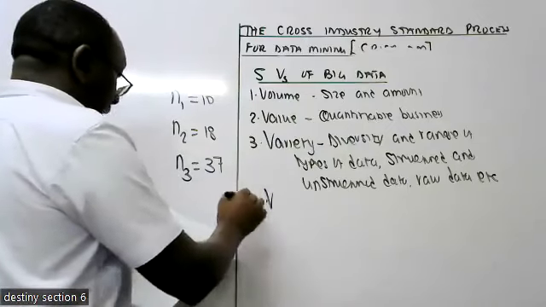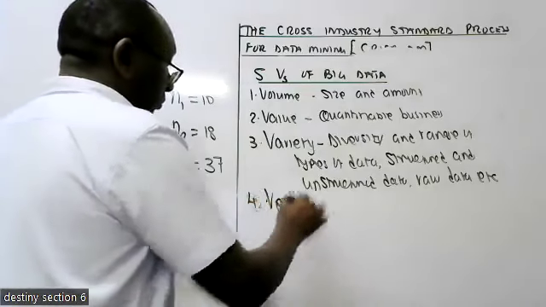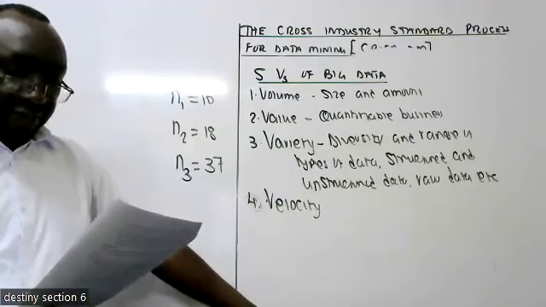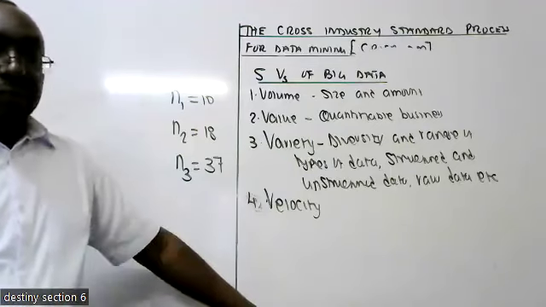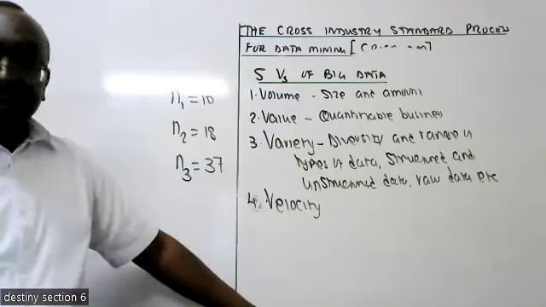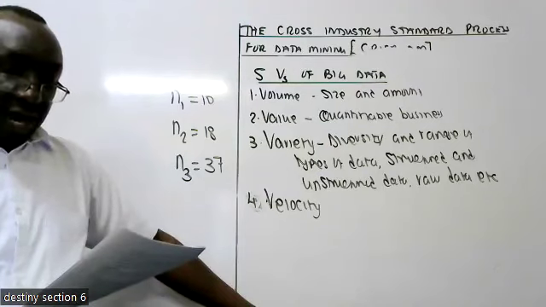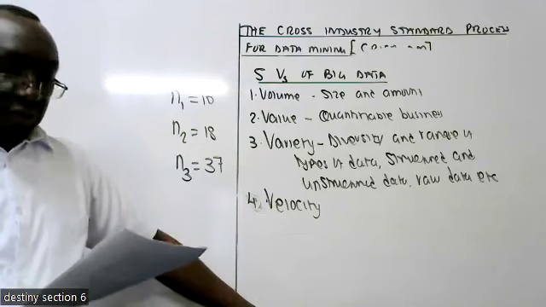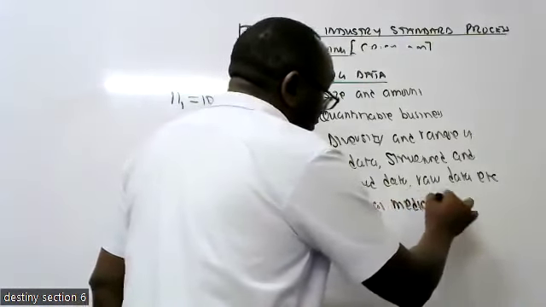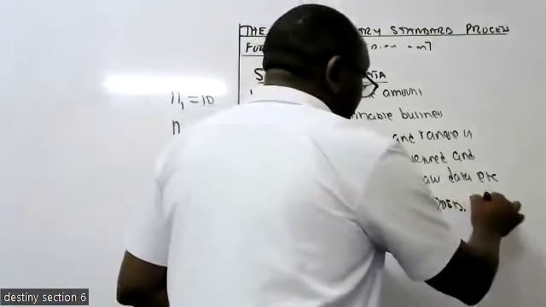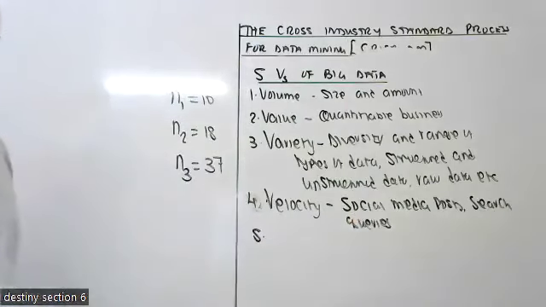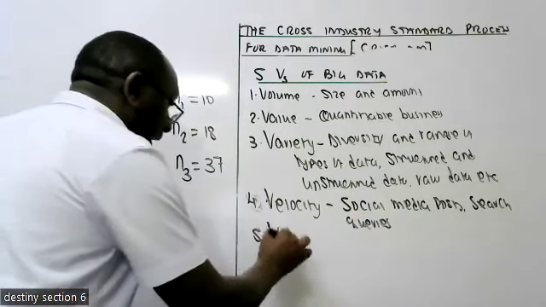Number 4 is called velocity. This is the speed at which companies receive, store, and manage data, e.g., social media posts, search queries, etc. And the last one is veracity.